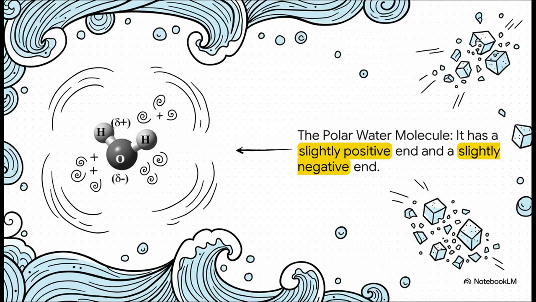Now, the real hero of this whole story is the water molecule itself. See, water is what we call a polar solvent. All that means is it has a slightly negative end and a slightly positive end, kind of like a tiny magnet. This little imbalance of charge, that's its superpower. It's the secret to its incredible dissolving power.